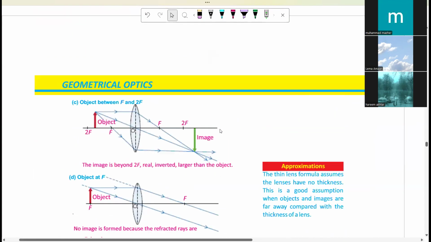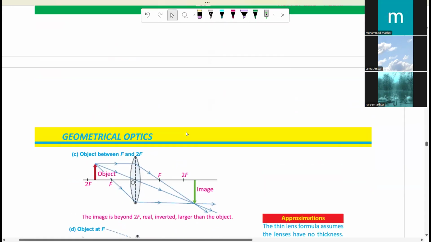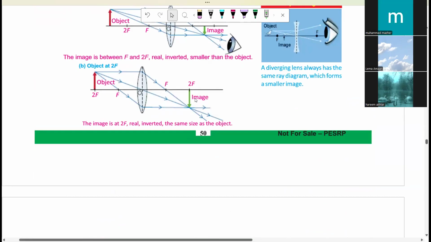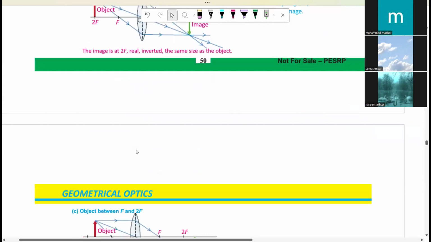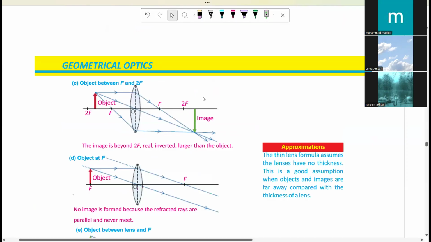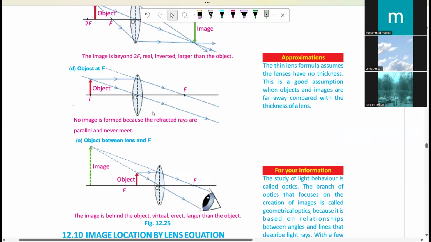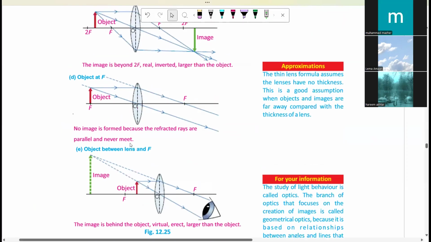If you guys want to memorize this: if the object is beyond 2f, the image forms between f and 2f; if it is at 2f, the image forms at 2f; if it is between f and 2f, the image forms beyond 2f. It's exactly this image. When it's beyond 2f, the image is forming between f and 2f; when it's between f and 2f, the image is forming beyond 2f. If you look at this once or twice, you guys will memorize it.